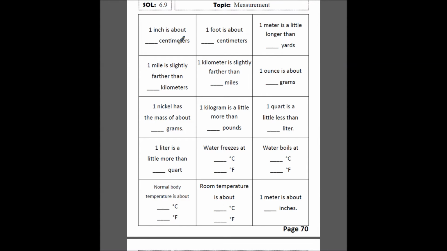Now, I want you to try to fill this out on your own. You know that 1 inch is about 2.5 centimeters, so you could put that there. Try to fill these out on your own and check your answers on the back.